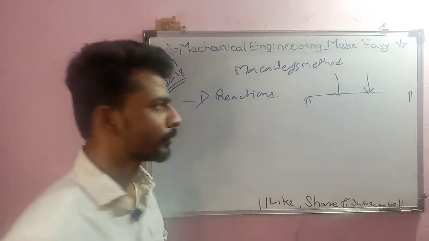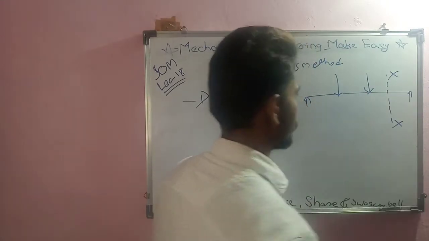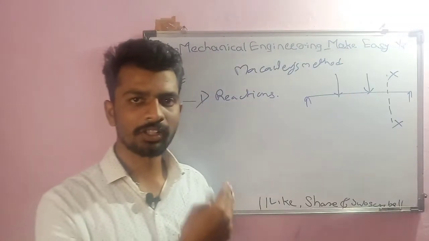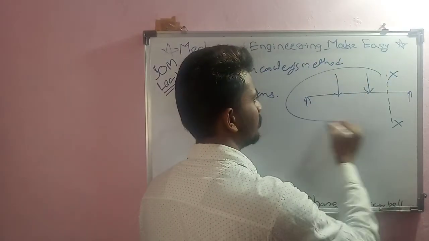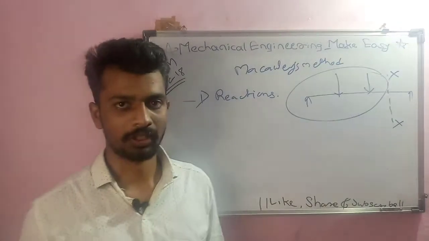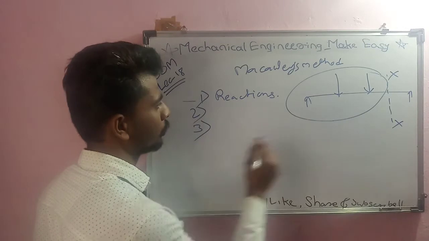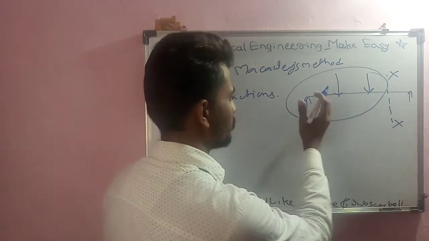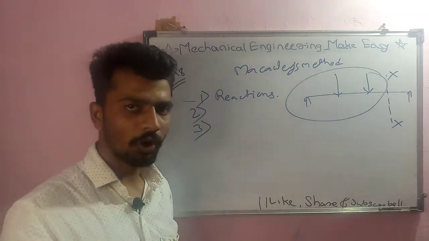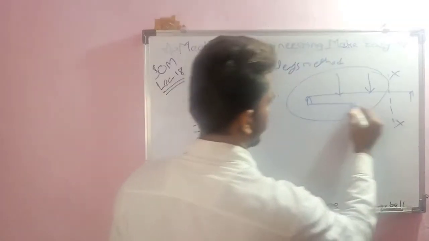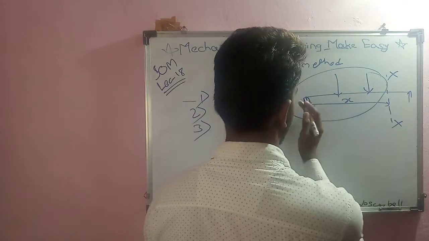After that, we will consider one section xx, and that section will be considered at the rightmost corner, so that all the forces will be to the left of that section xx. Okay, so this is the second step. Then the third step is to take the moment of all forces about xx, and this xx will be at a distance of x from this corner.